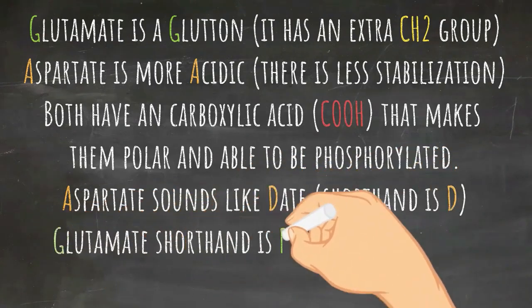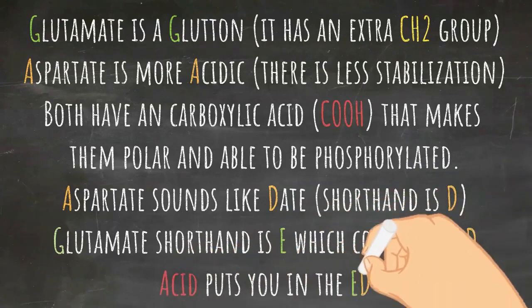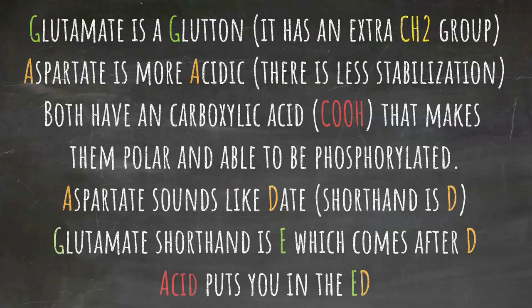Both of them have a carboxylic acid that makes them polar and able to be phosphorylated. So we're going to talk more about phosphorylation when we're talking about amino acids that are more commonly phosphorylated. Aspartate sounds like date, so you think of the shorthand being D. It's the easiest way to remember it. The glutamate shorthand is E, which comes after D, similar to A coming before G in the alphabet.